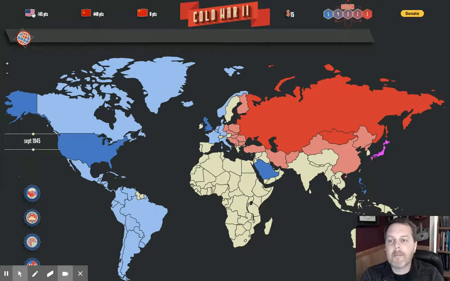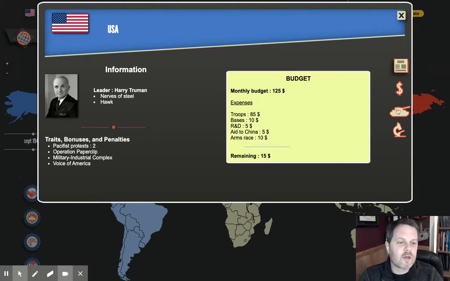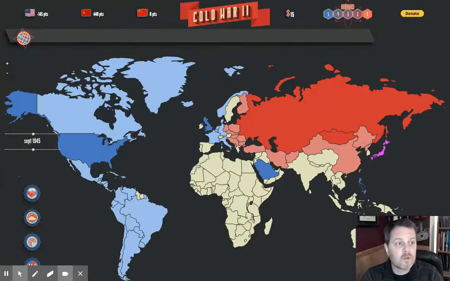Now for the United States, if we click on these, you've got Harry Truman, like Joseph Stalin, nerves of steel, and he's a hawk as reported by the game. If we click money, you can see we have a little more money, our military, and then our budget. So here we can actually start to work on increased weapons. If I click the green here, it's going to have me start working towards the H-bomb, the hydrogen bomb, which would be more deadly than the atomic bomb. All right, I'm going to close this screen.